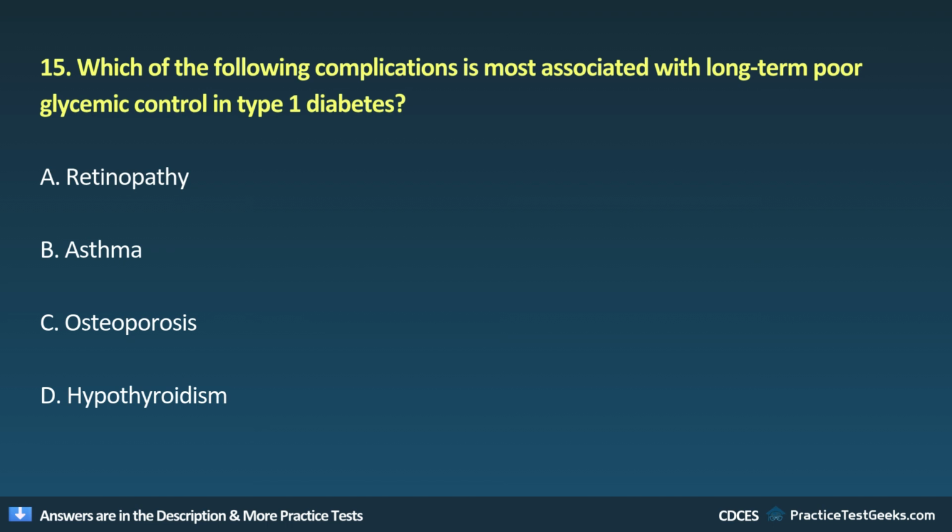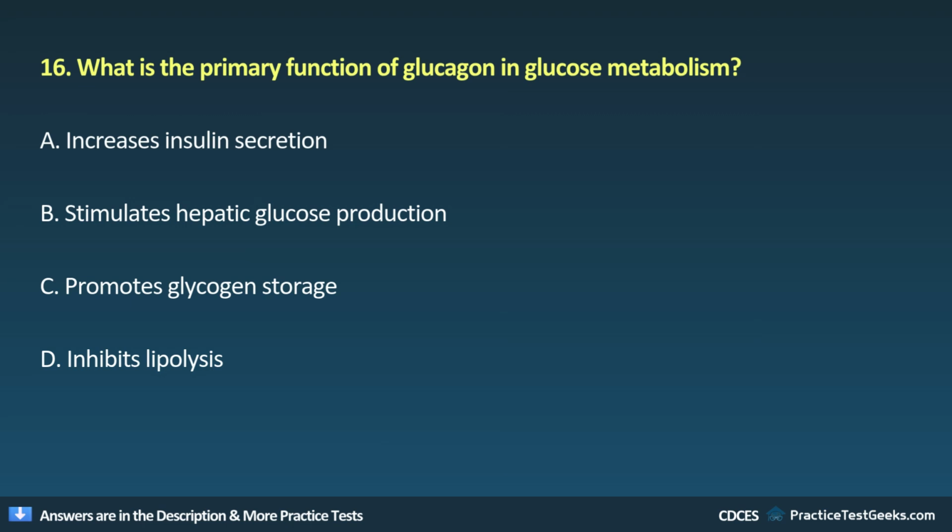15. Which of the following complications is most associated with long-term poor glycemic control in type 1 diabetes? A. Retinopathy. B. Asthma. C. Osteoporosis. D. Hypothyroidism.